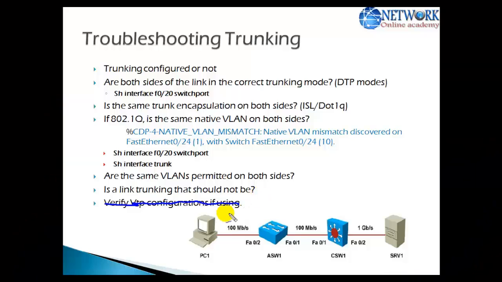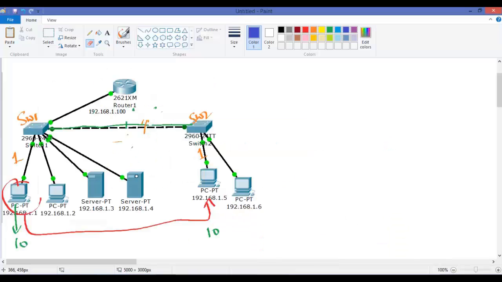Let us get into our lab now. So let us move on to verify some of the troubleshooting here. I already pre-configured some errors here. Now my requirement is to make sure that your 1.5 PC, or we can say 1.1 PC, must be able to communicate with 1.5.